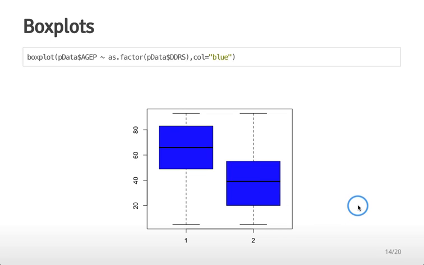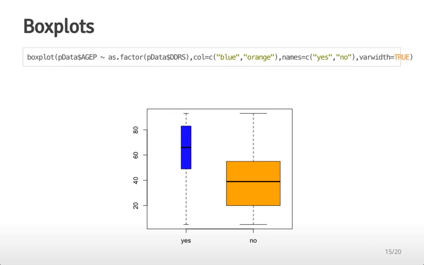Now, something that isn't encoded in this plot so far is any indication as to how many individuals we have that have difficulty dressing versus how many individuals we have that don't have difficulty dressing. And so we can actually encode that information with a parameter called var_width.